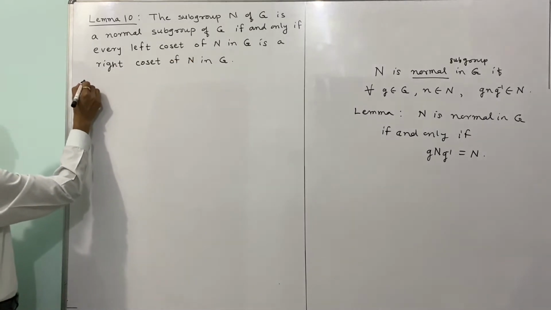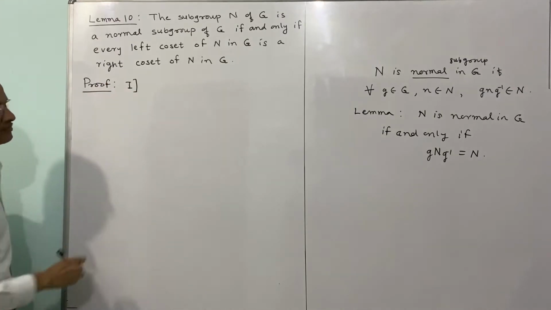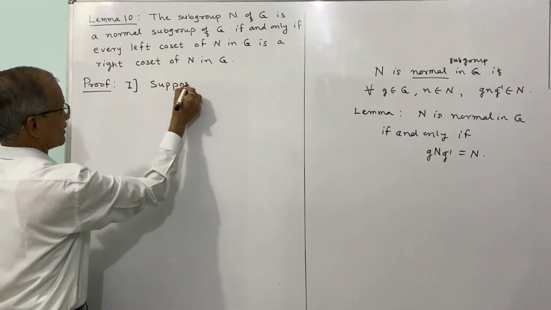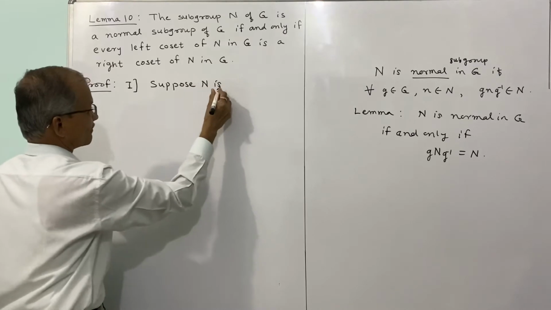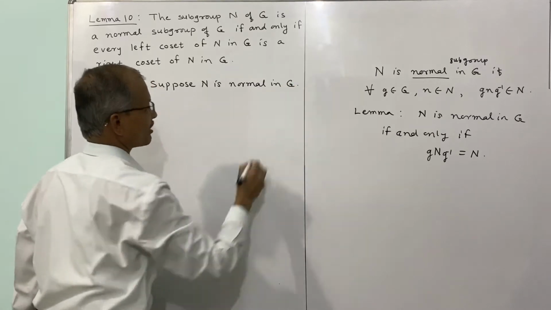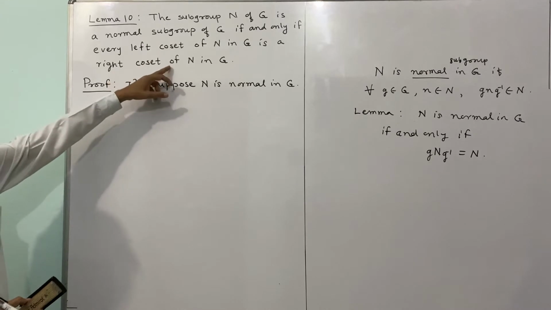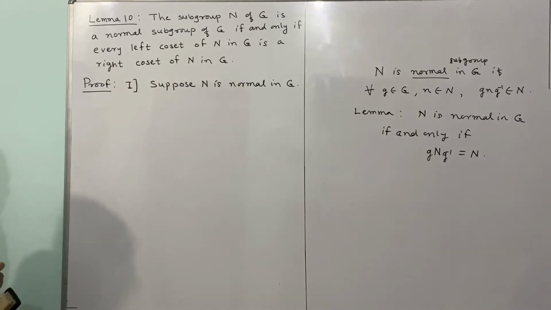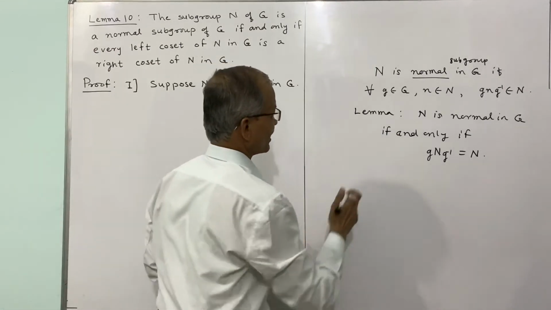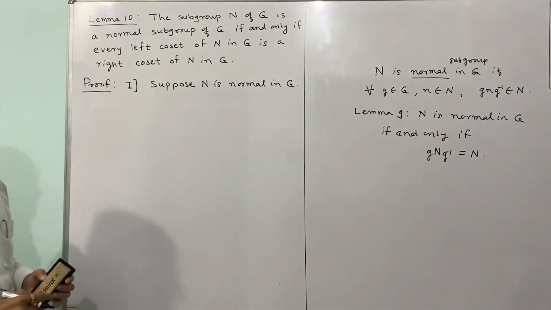So therefore there will be two parts in the proof. First we shall suppose N is normal in G. That means N is normal subgroup of G. And what we have to prove is every left coset of N is a right coset of N in G. And because N is normal in G, we use this lemma number 9. N is normal in G, we have g N g inverse equal to N.